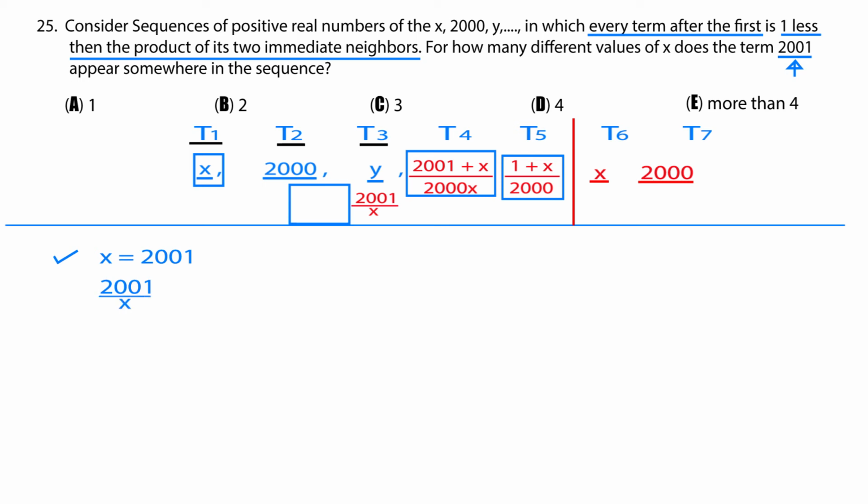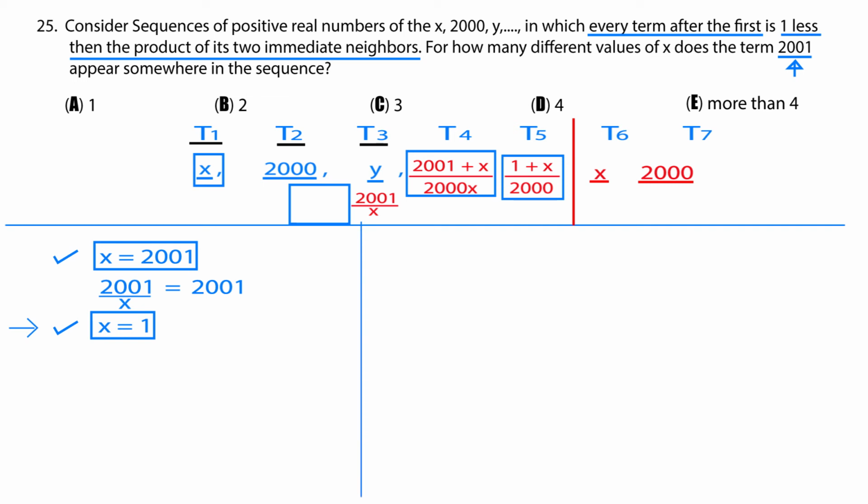How about if we let the second one, 2001 over x, equal 2001? Well, that would mean that x is equal to 1. So this is one value, this is another value. How many different values of x does the term 2001 appear somewhere in the sequence? All right. So if we let x equal 2001, the term 2001 will appear in the sequence. It will be T1. If we let x equal 1, this T3 becomes 2001, and therefore the term 2001 will appear in the sequence. All right, so I hope you understand.